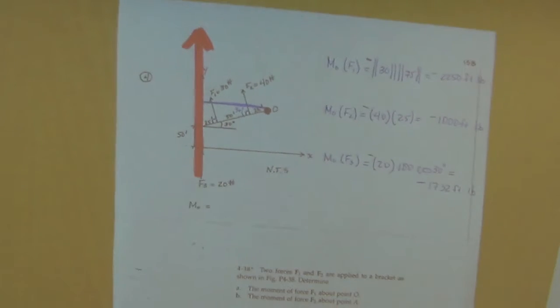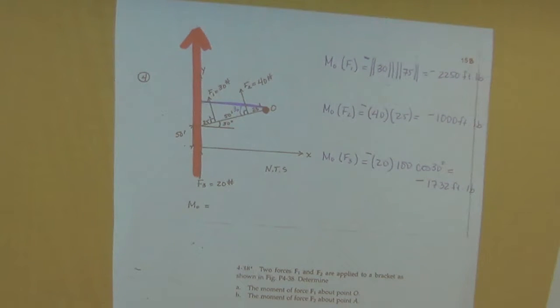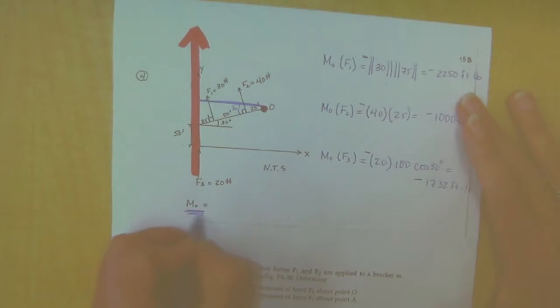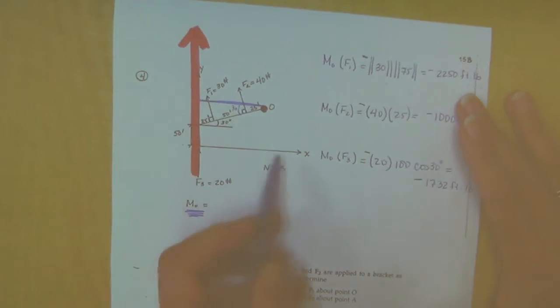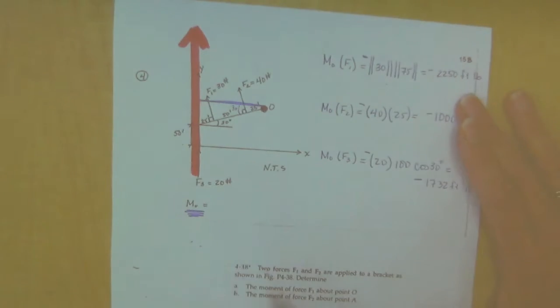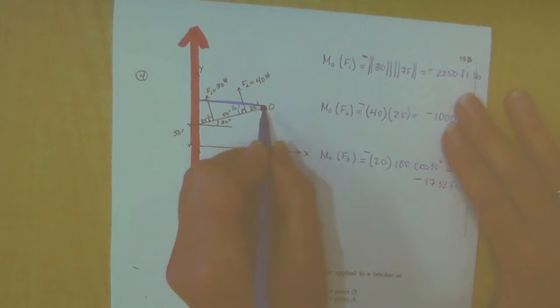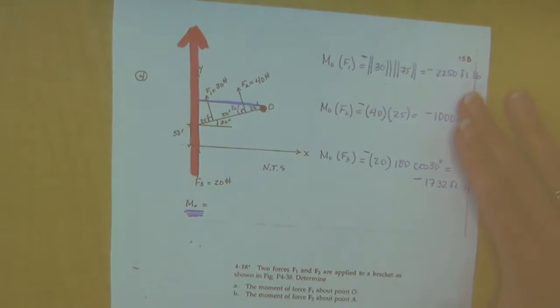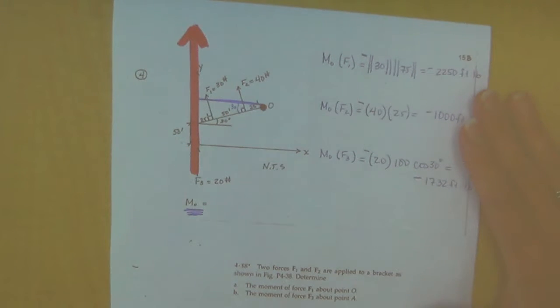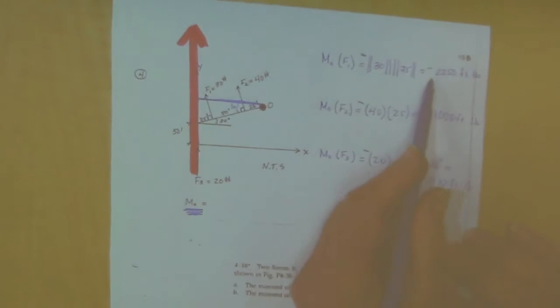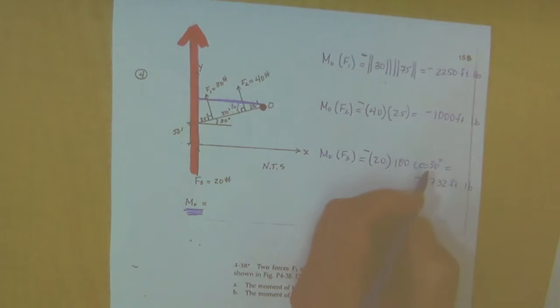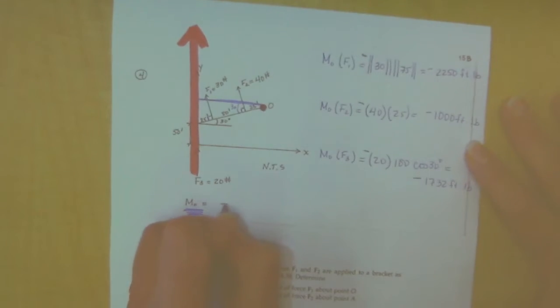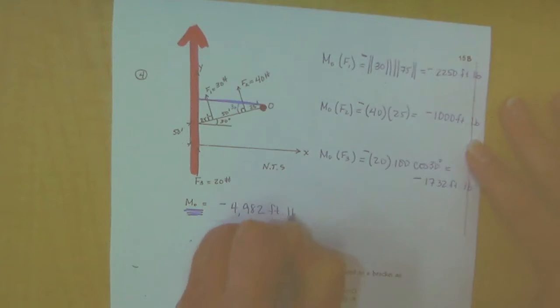So if this problem said, what is the moment, and that's really what I'm asking here, what is the moment about point O due to all three of these forces? Everybody? What is the moment about point O due to all three of these forces? What should I do? Daniel? Add them all up. So we have negative 2250, negative 1000, negative 1730. It comes out to be negative 4982 foot-pounds.